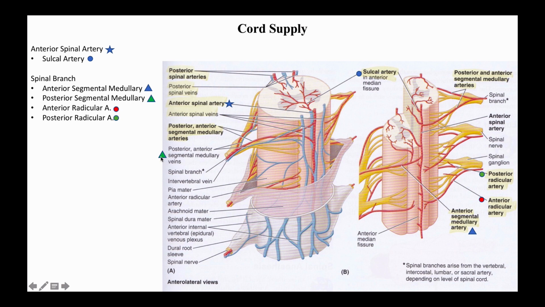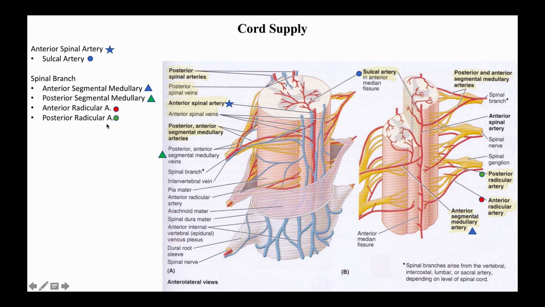You have the posterior segmental medullary artery. You can see here the triangle, posterior and anterior. Obviously the posterior is going to be going down this dorsal root. There's our dorsal root ganglion, so we know that's the back. It travels down here, and since it's a medullary artery, if we could see a posterior view of it, it would go down to fuse with these posterior spinal arteries. Because it's doing that, we know that it is medullary.